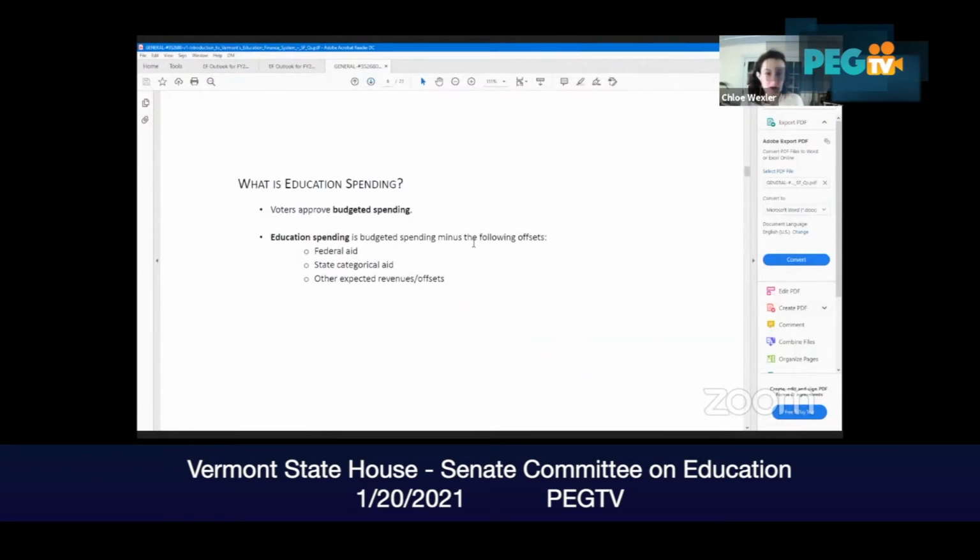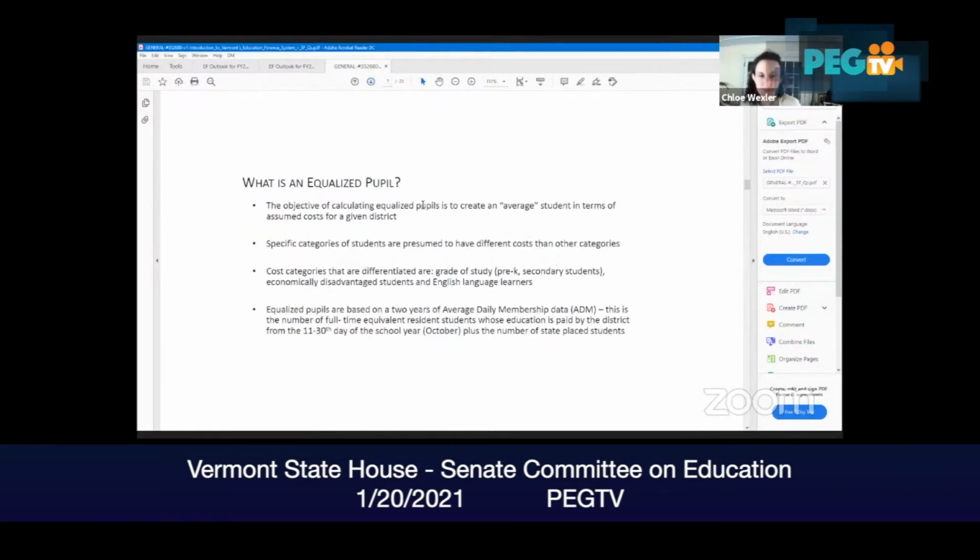Again, just touching on here for when you're at home looking at these slides, here's a little snapshot of education spending and equalized pupil. I think this is a good one to walk through again, just because there will be continued discussions about this. What is an equalized pupil? The objective of calculating an equalized pupil is to create an average student in terms of assumed costs for a given district. And we do this because specific categories of students are assumed to have different costs than other categories.